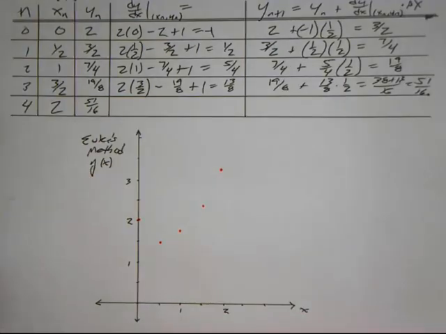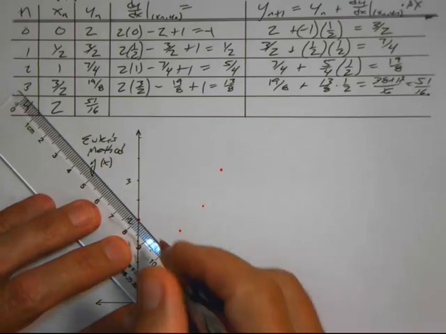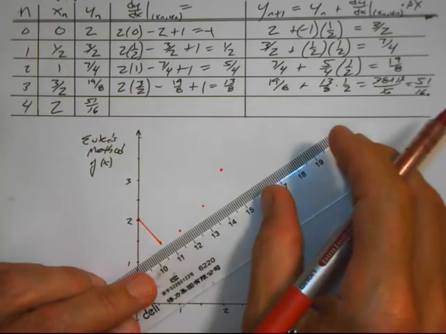Okay, now, important, got to have straight line segments connecting these points, right? That's what Euler's method is all about. Concatenation of line segments.